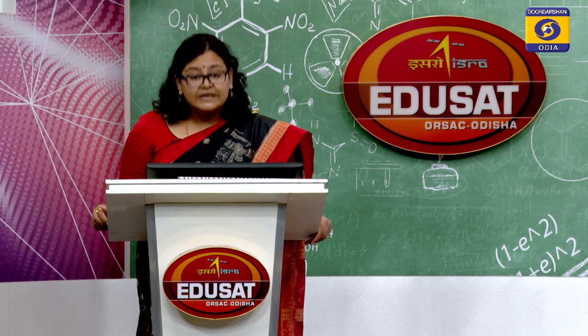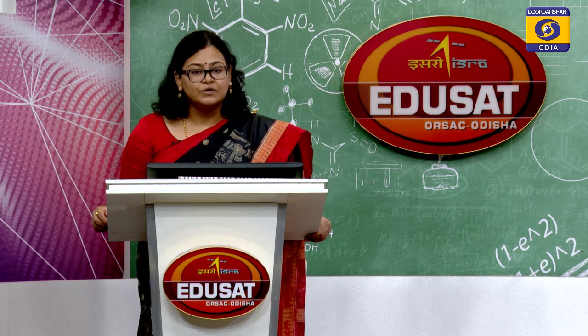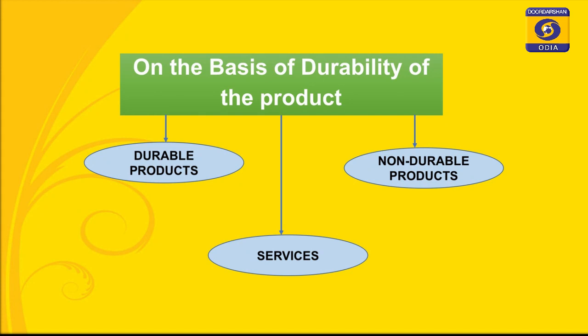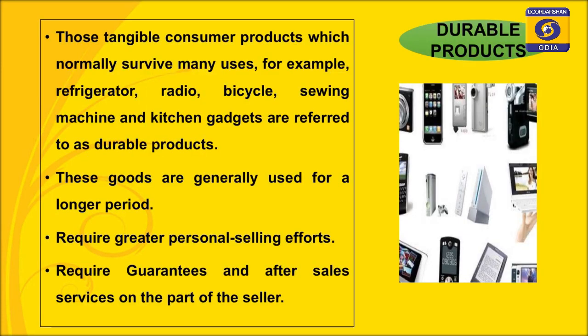On the basis of durability of the product, we can classify the consumer goods again in 3 broad headings. One is durable products, non-durable products and services. Durable products are basically the tangible products which normally survive many uses. That means once you purchase it, you keep on using it for a very long period of time. As the name indicates, they are durable. For example, radio or bicycle, kitchen equipment. These are generally used for a very long period of time and require greater personal selling efforts. They require guarantee and after-sale services as part and parcel of the product itself.